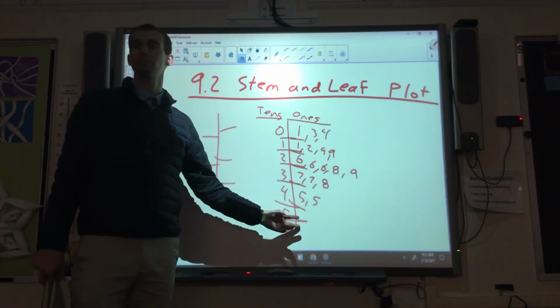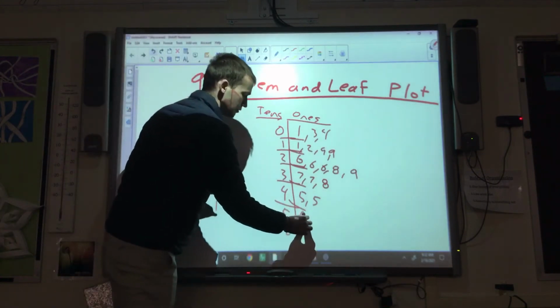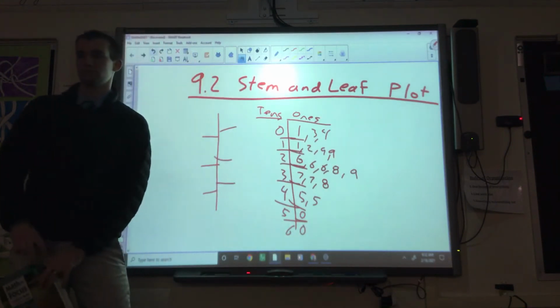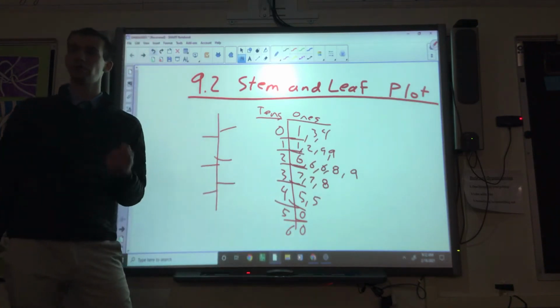50. There's no numbers there. If it was 50 and 60, I would have put zeros there. So this is like 150 and this is 160, but if there's nothing there, then there's no numbers actually there.